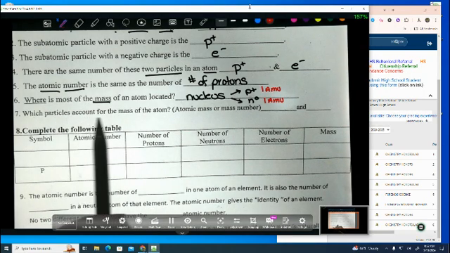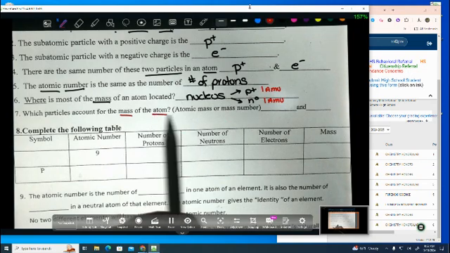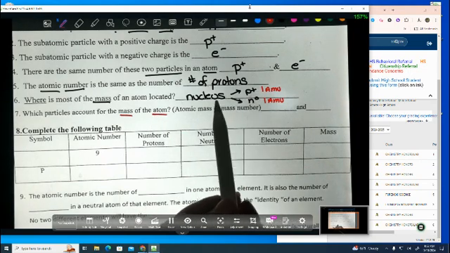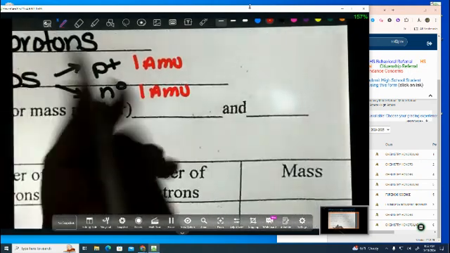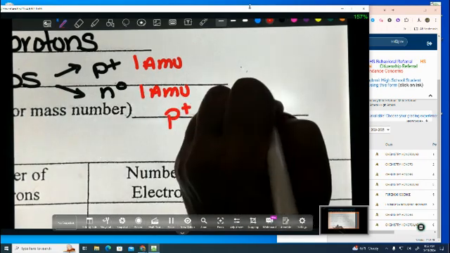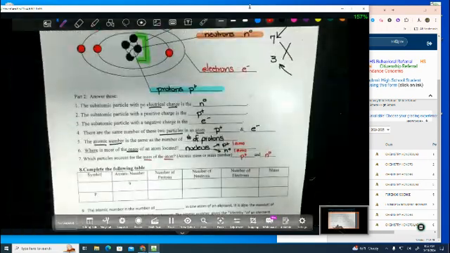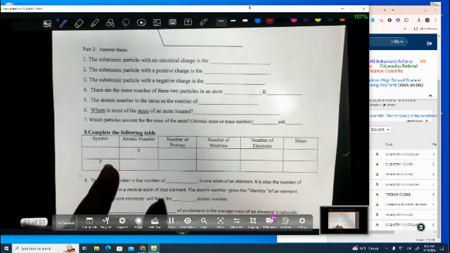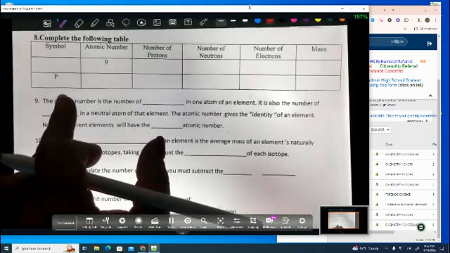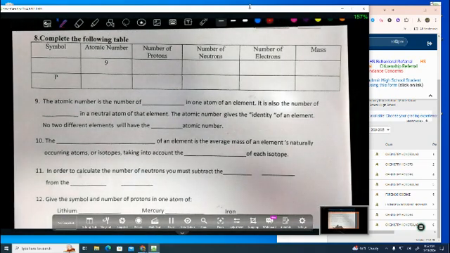Which particles account for the mass of the atom? There we go. Protons and neutrons. Good. All right. Everybody have a periodic table in front of them? You're going to need it. Okay, I'm just going to the next page because I have it and I can move it up a little higher. Okay, here we go.